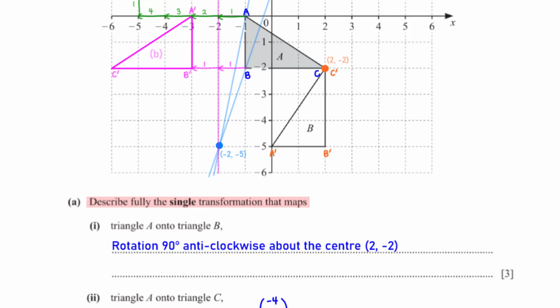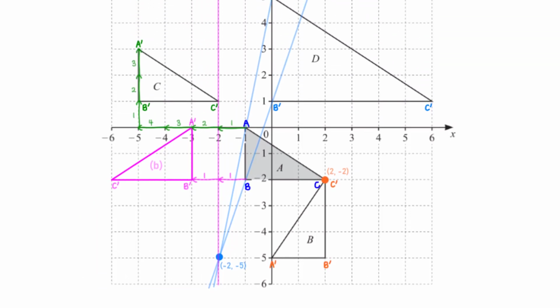Describe fully the single transformation that maps triangle A onto triangle C. When we look at triangle A and its image, triangle C, we can tell straight away that this is a translation because both triangles have exactly the same size and orientation. The only difference is they are located on different parts of the grid.